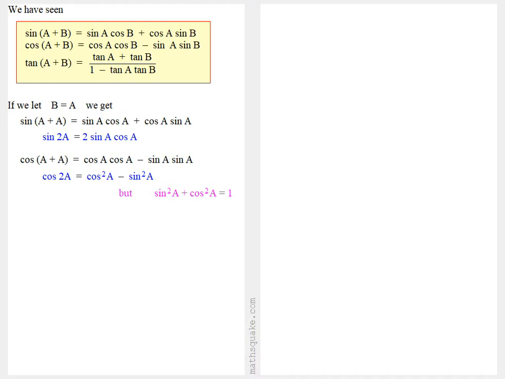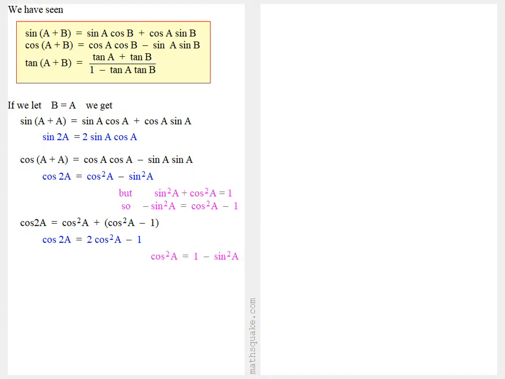But we have sine squared a plus cos squared a is equal to 1, which can be rearranged as minus sine squared a equals cos squared a minus 1. And if we substitute minus sine squared a in the above formula, we get cos 2a equals cos squared a plus cos squared a minus 1, which is cos 2a equals 2 cos squared a minus 1.